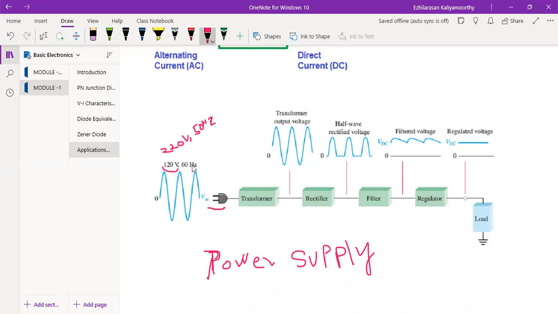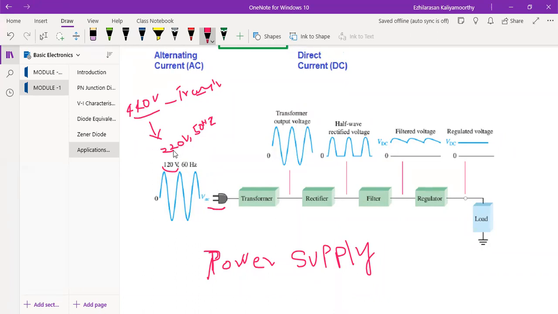So what you are doing: you are getting 220 volt, but you won't get this 220 directly. From the power station, the EB office you might have seen, and on the roads you see so many transformers. There you have 440 volt. The transformer steps down your voltage from 440 volt to 220 volt, then gives it to your home.